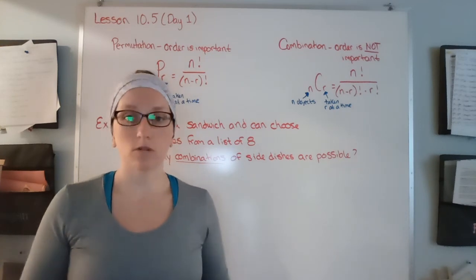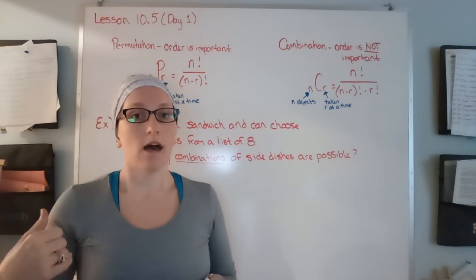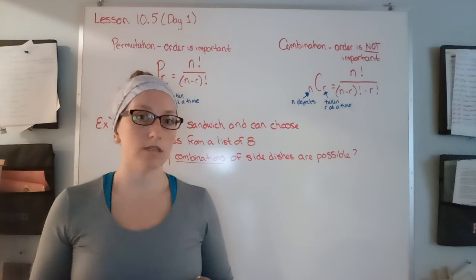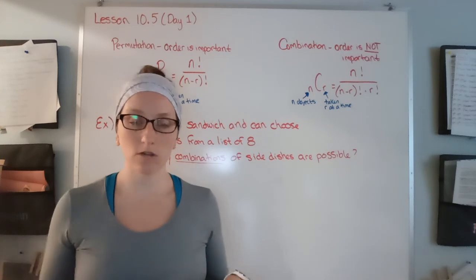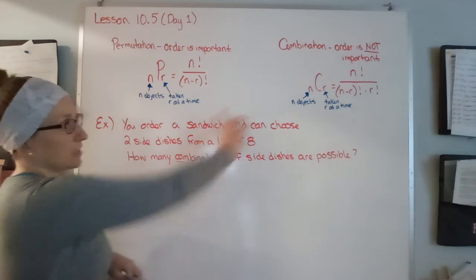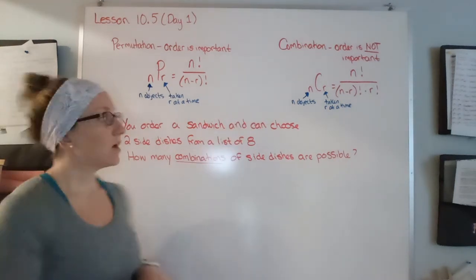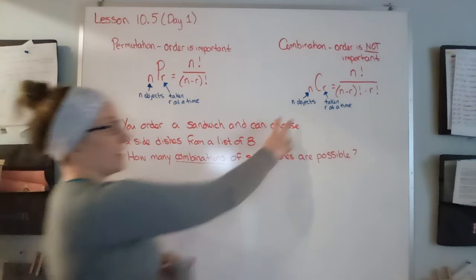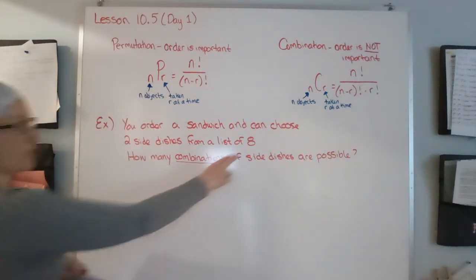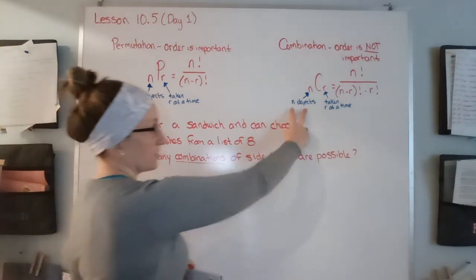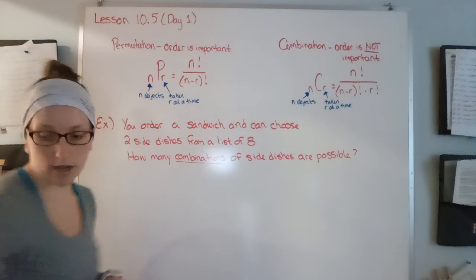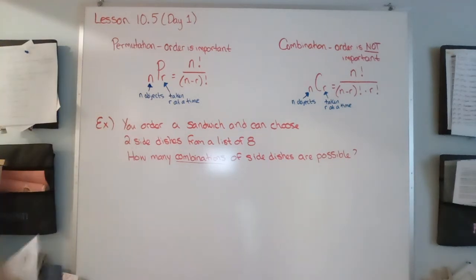Same thing with ordering pizza. If you say I want a pizza with pepperoni, sausage, and onions, or if you said onions, pepperoni, sausage, you're still going to get the same pizza. So this is an example of a combination because order is not important. We're still going to talk about n objects taken r at a time. If you have 8 side dishes to choose from, that's your 8 objects, taken 2 at a time because you're going to order 2. So we'll write that down in words.